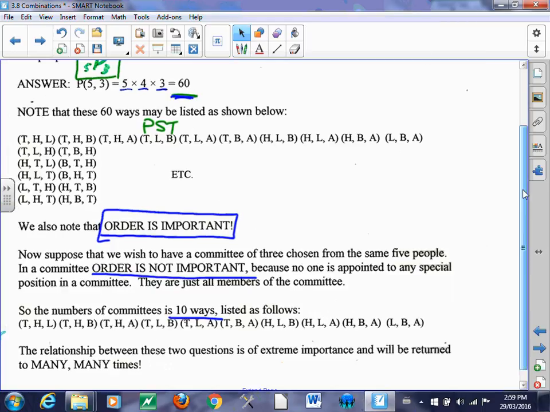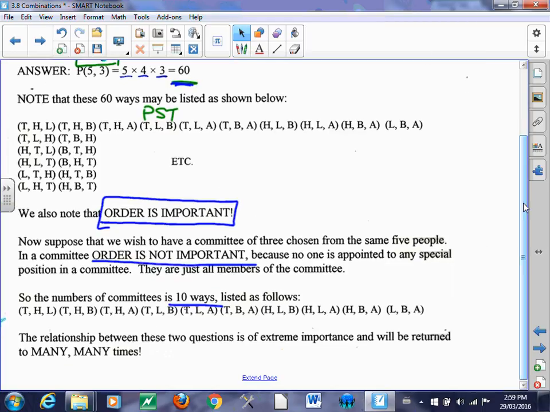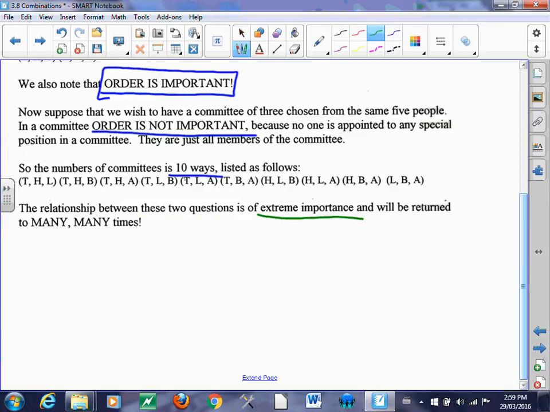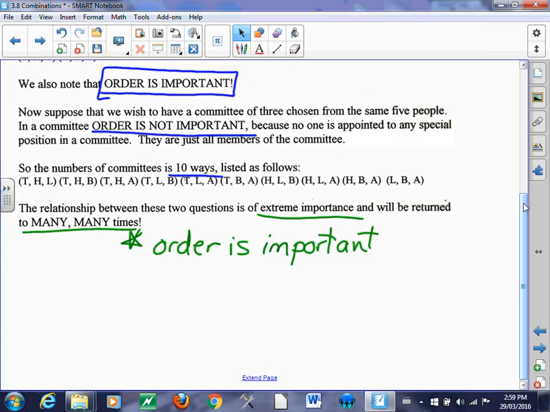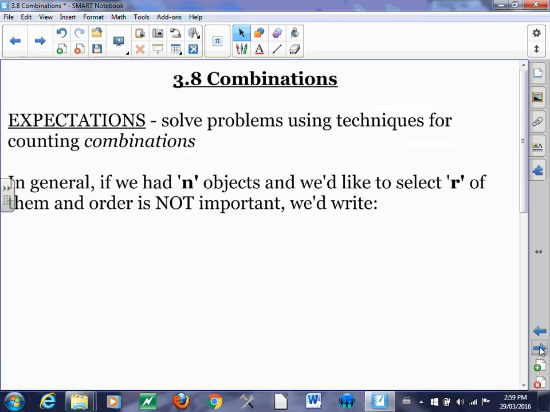Okay? So the relationship between these 2 questions is of extreme importance and will be returned to many, many times. So what we have to just remember is that order is important. If we need to know specifically who's the president, who's the treasurer, who's the secretary, then we got to do a different type of calculation than if we just asked how many ways can we get a grouping of 3. Okay? So this leads us into combinations.